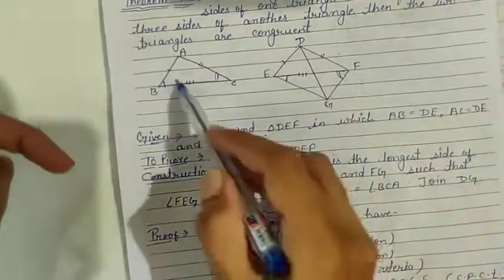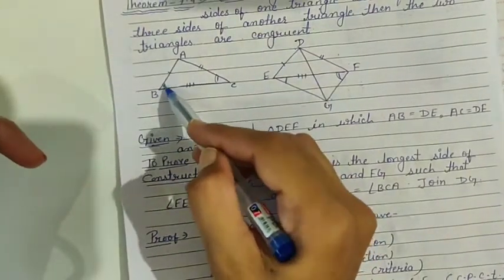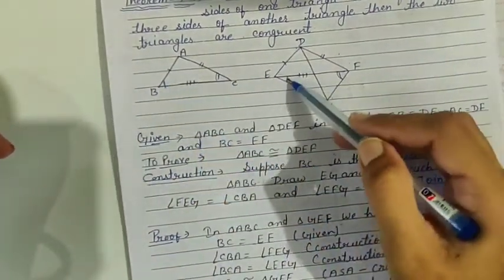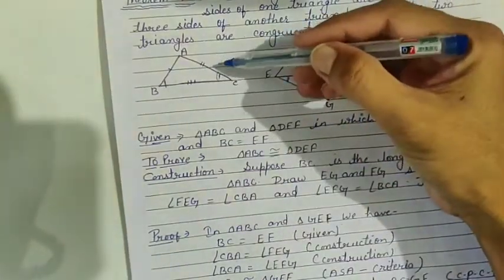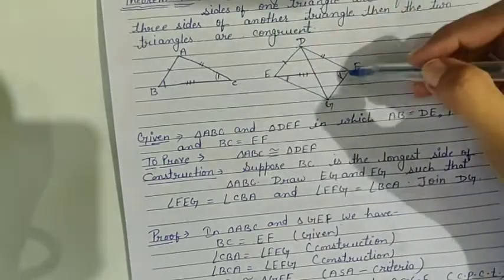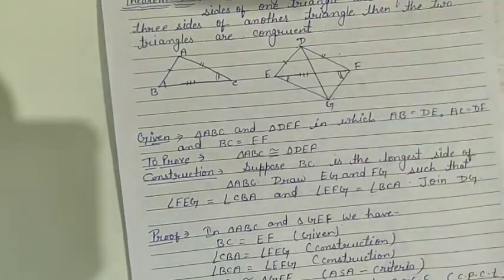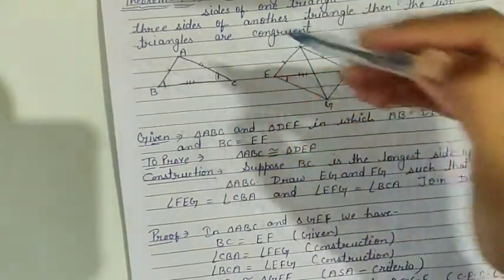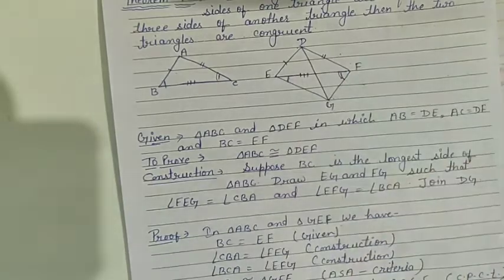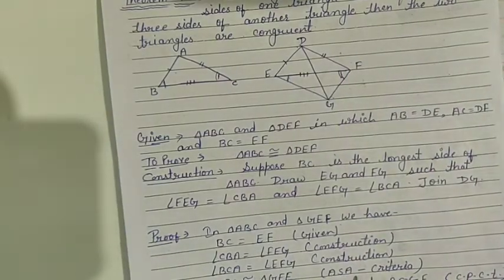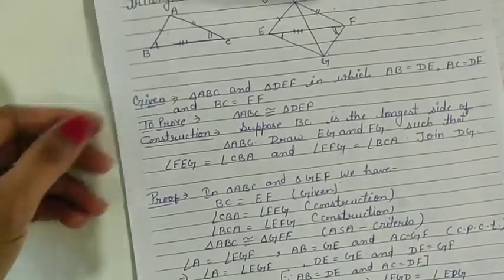Proof. In triangles ABC and GEF, BC equals EG. This is given, and angle CBA equals angle FEG by construction, and angle BCA equals angle EFG by construction. So triangle ABC is congruent to triangle GEF by angle side angle criteria.